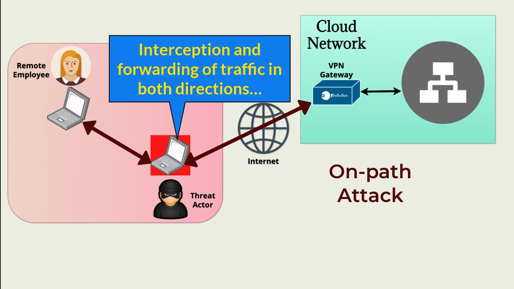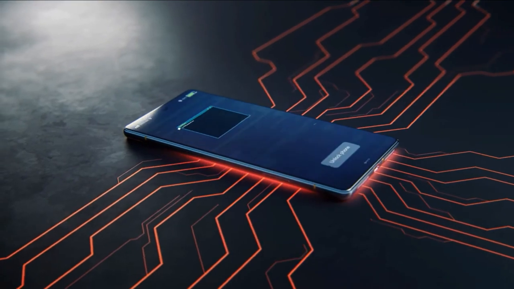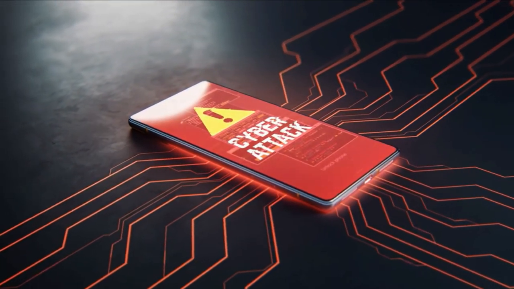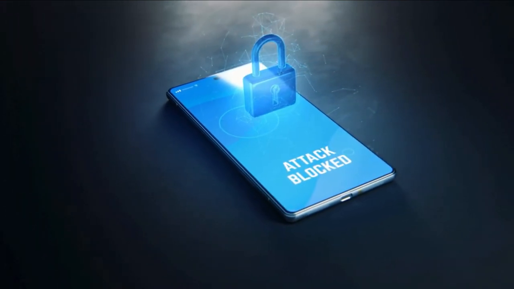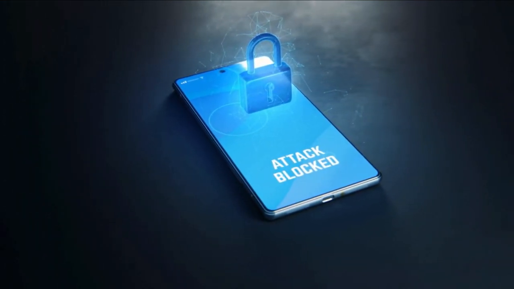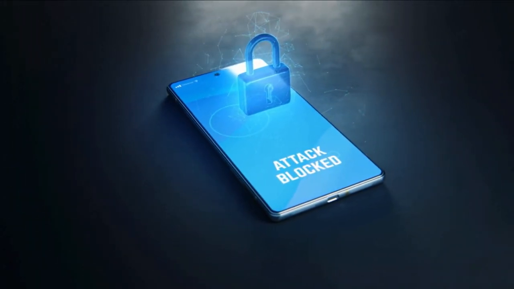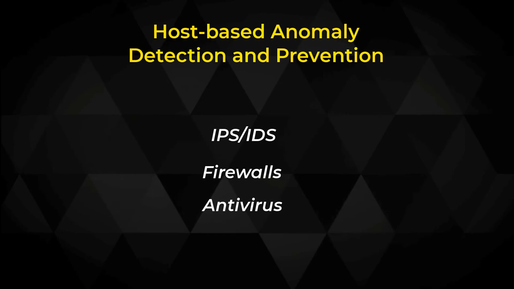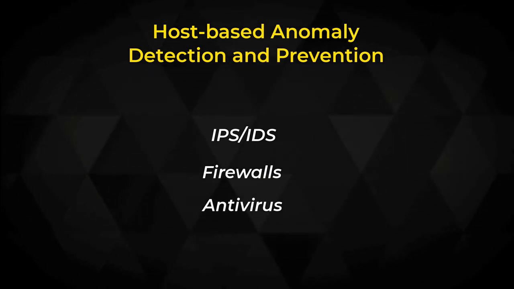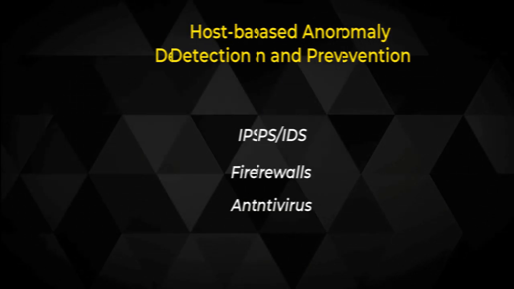But threat actors can also bypass secure session links by compromising user devices, enabling access to any resources the user has access to. It's critical to harden remote access devices, protecting them with host-based safeguards, detecting or blocking unwanted traffic, encrypting locally stored data. Host-based safeguards include IPS/IDS, firewalls, and antivirus. These three safeguards enable anomaly detection and prevention.